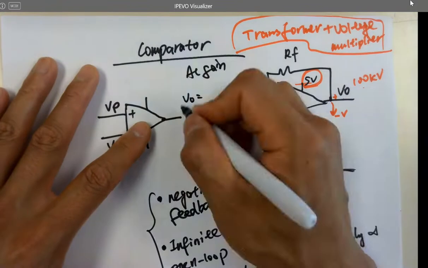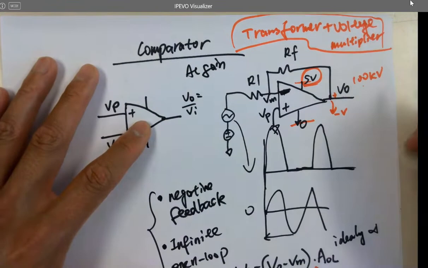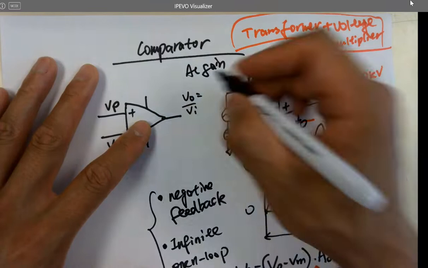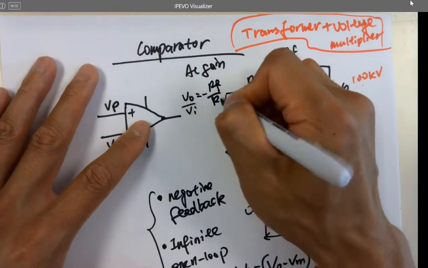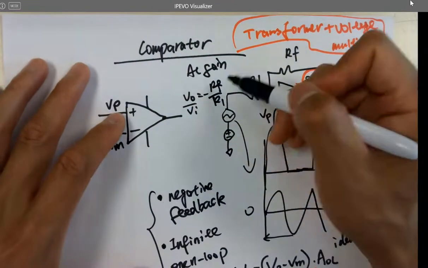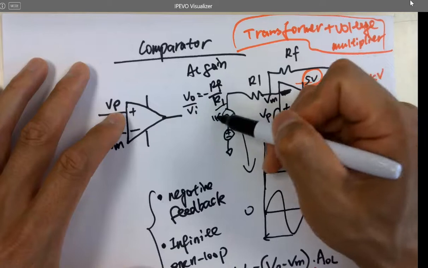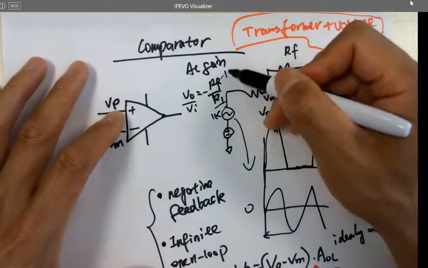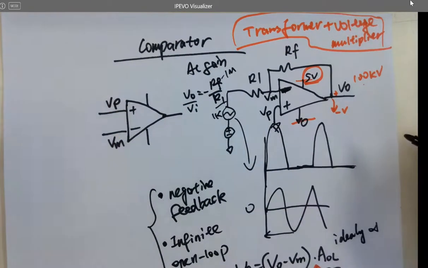Yeah, VO over VI equals... Okay, so ideally if you have 1K here and 1 mega ohm here, you can amplify the signal about 1,000 times.